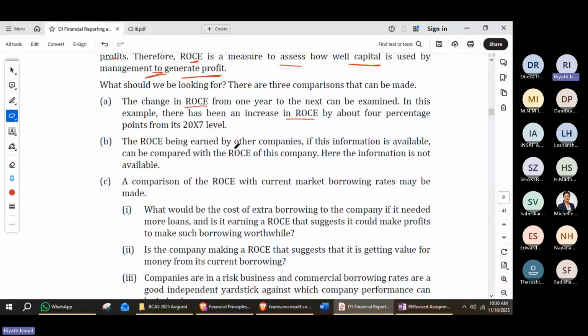The second is the ROCE being earned by other companies, right? We can compare this ROCE with other companies. The most suitable one is a competitor of the same size. If this information is available, it can be compared with the ROCE of the company. Here the information is not available.